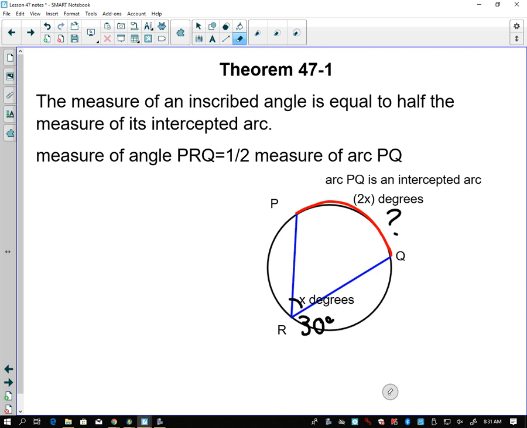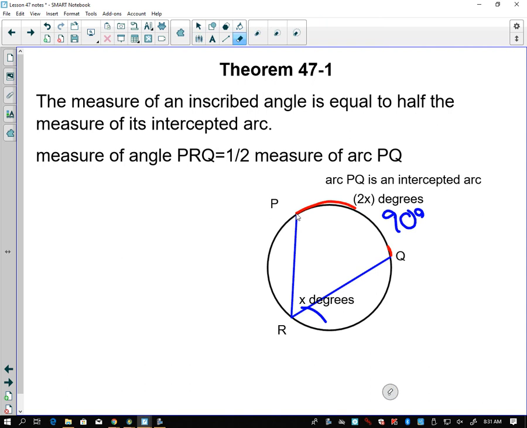It also works in reverse. Let's see, Marcos, if I knew that this was 90 degrees, what would this be? They're not the same. The relationship is 2 to 1. The intercepted arc is always double the inscribed angle. So if the intercepted arc is 90, what is the inscribed angle? No. We're working the other way now.